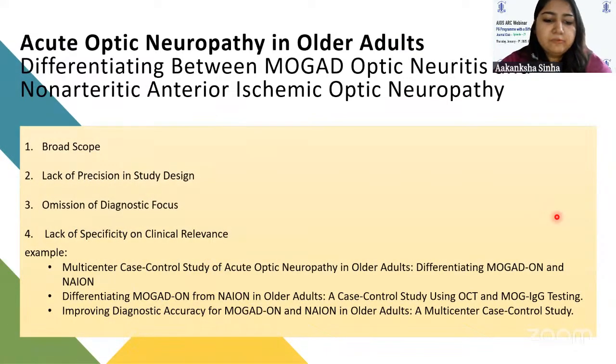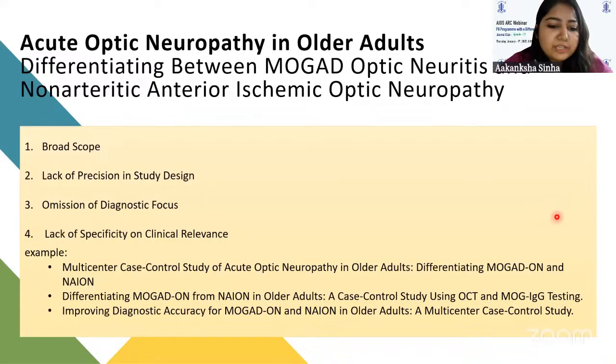So I would like to analyze this article. First of all, I would like to understand the title itself. The first line, that is acute optic neuropathy in older adults, is a broad term, under which we can think about multiple reasons of optic neuropathy. But the second line shows the differentiation between both the diseases. But it lacks any precision in study design or any diagnostic focus or any clinical relevance that is important.